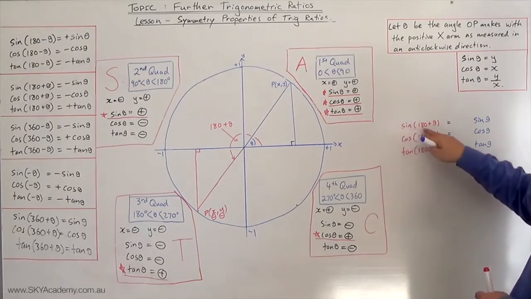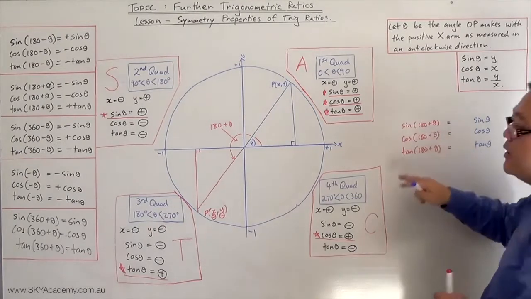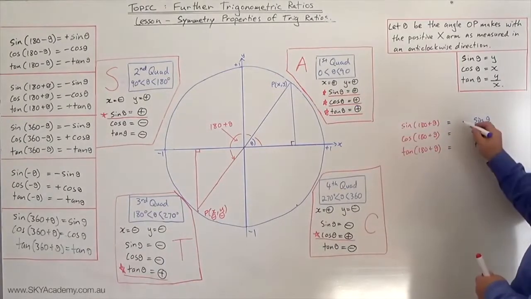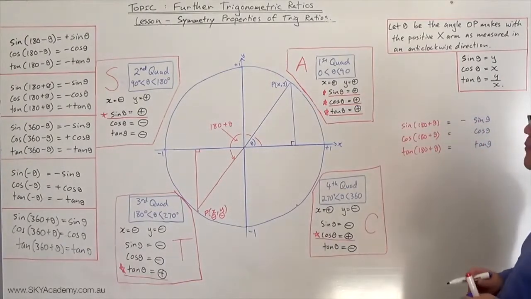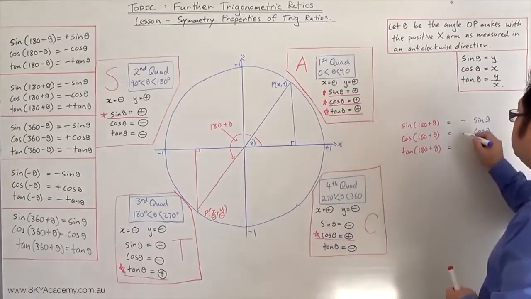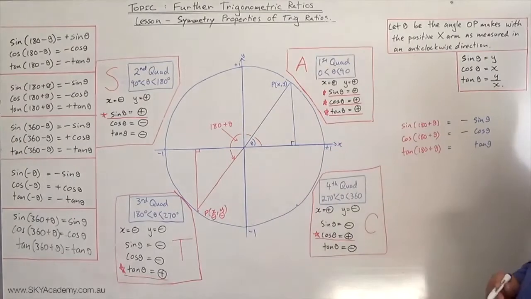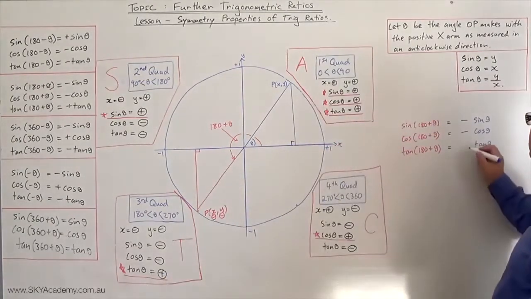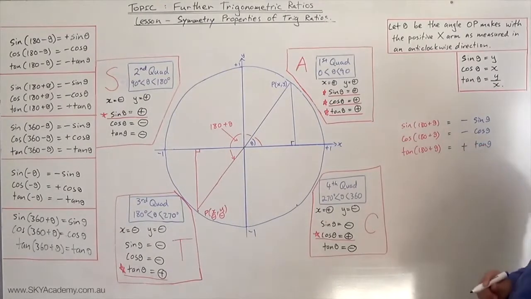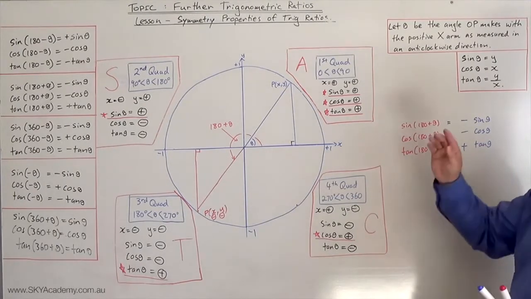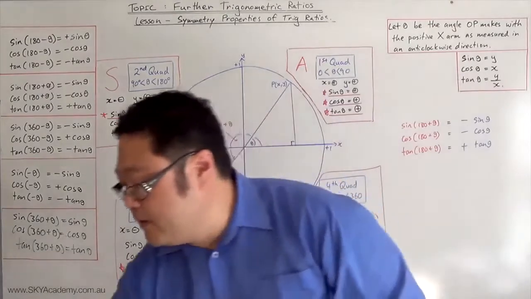So sine 180 plus theta: in the third quadrant that's negative, in the first quadrant it's positive, so we need to account for it with a negative sign. Cos is going to be negative; in the first quadrant it's positive, so we need a negative sign. And tan is going to be positive, and in the first quadrant it's already positive, so that's positive. Does that make sense? Good.